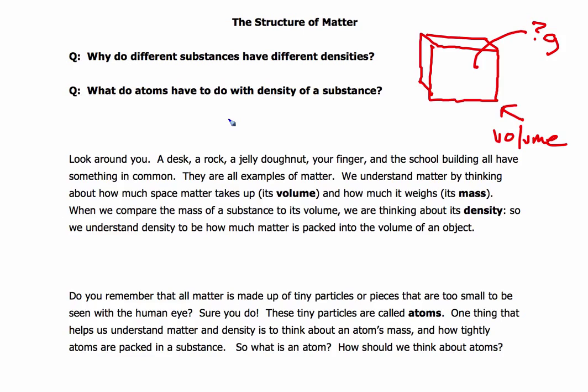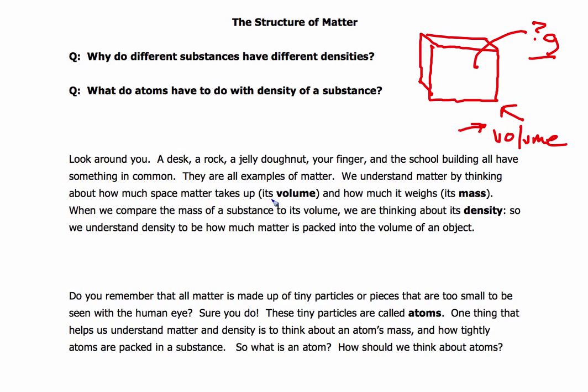We understand matter by thinking about how much space matter takes up, which is its volume, and how much it weighs, or its mass. So when we compare the mass of a substance to its volume, when we think about how many grams there are in a given volume of a substance, we're thinking about its density. So we understand density to be how much matter is actually packed into the volume of an object.